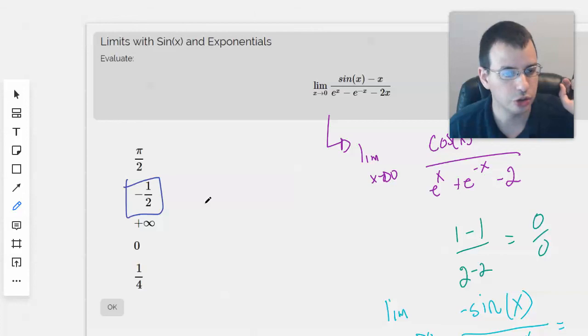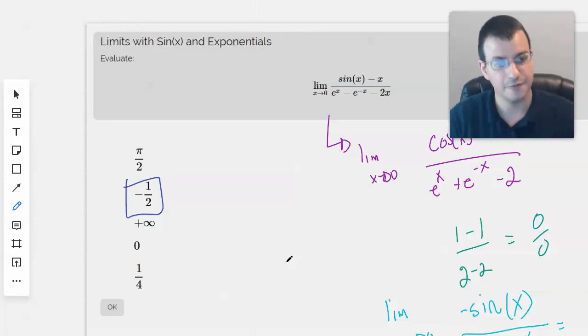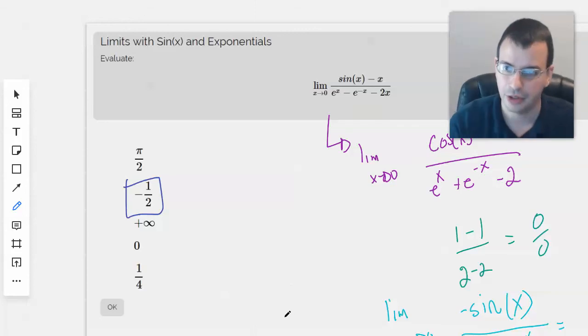So that's how you use L'Hopital's rule with something that you have to do more than once. Kind of an inception type thing. One after the other, finally get an answer. That's how you do this problem.